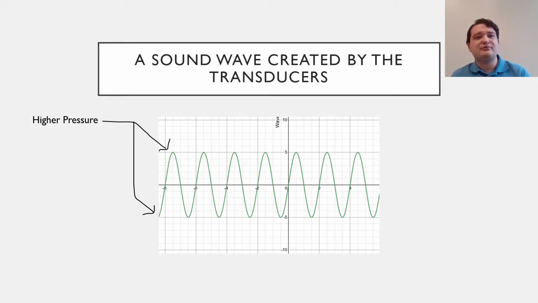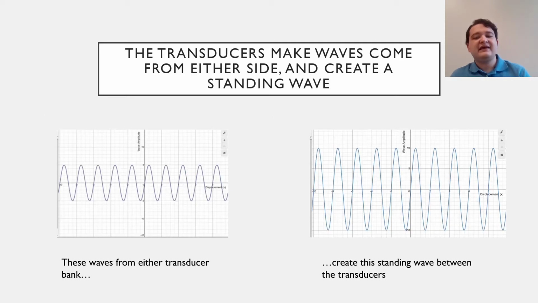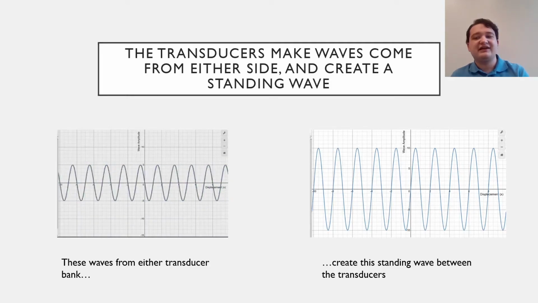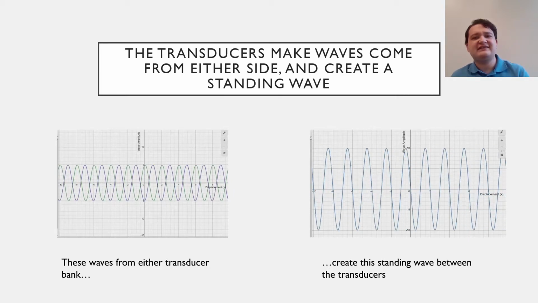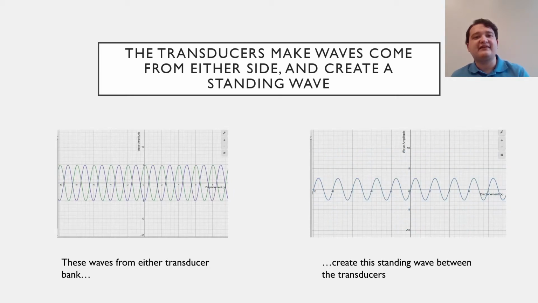A sound wave is just a pressure wave in the air, just alternating high and low pressure areas that travel through the air. Similarly, these waves in Desmos represent which areas of the air have high pressure and which have low pressure. A higher peak means higher pressure at that point. As the waves from the top transducers and the bottom transducers move past each other, the waves add together, and what we get instead of moving waves is a standing wave, a wave that stands still.